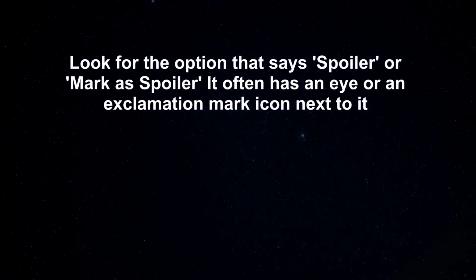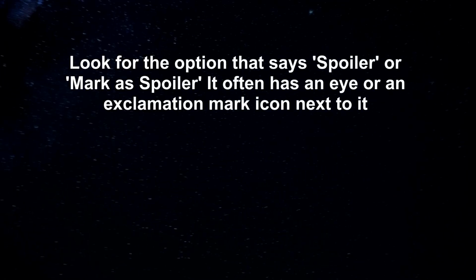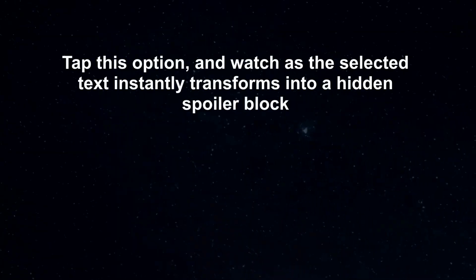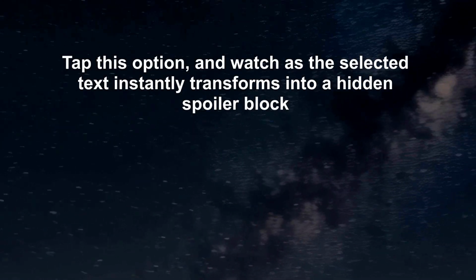Look for the option that says spoiler or mark as spoiler. It often has an eye or an exclamation mark icon next to it. Tap this option and watch as the selected text instantly transforms into a hidden spoiler block.